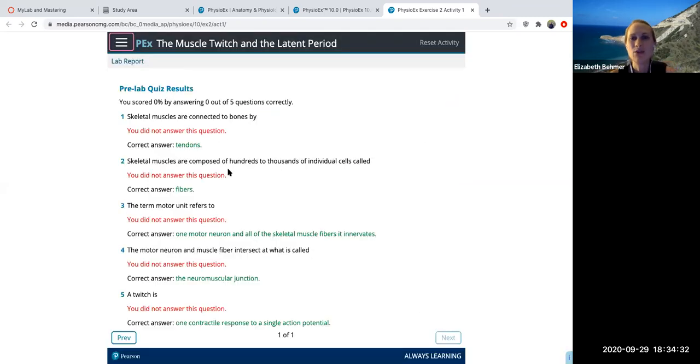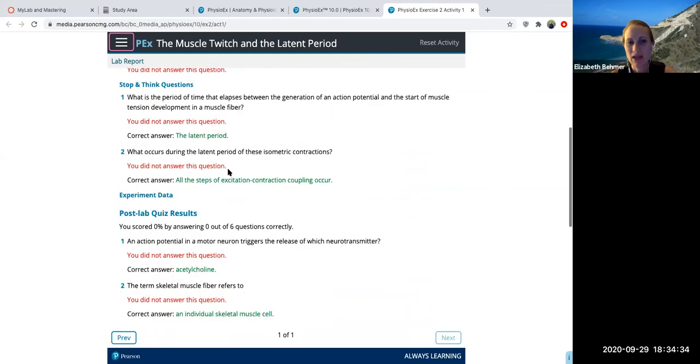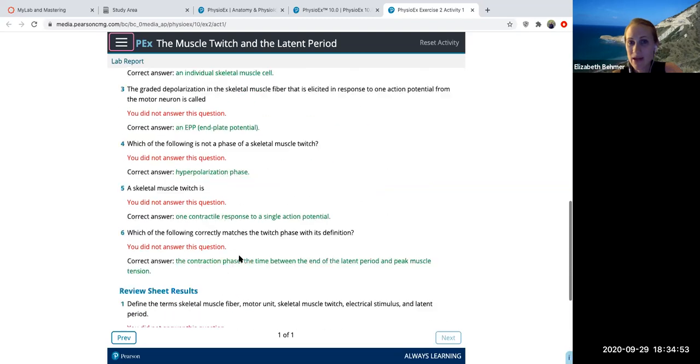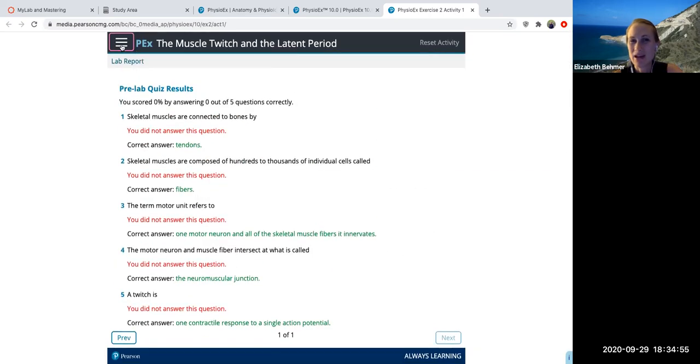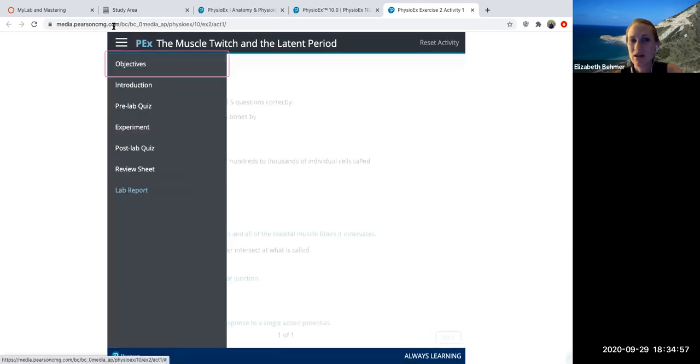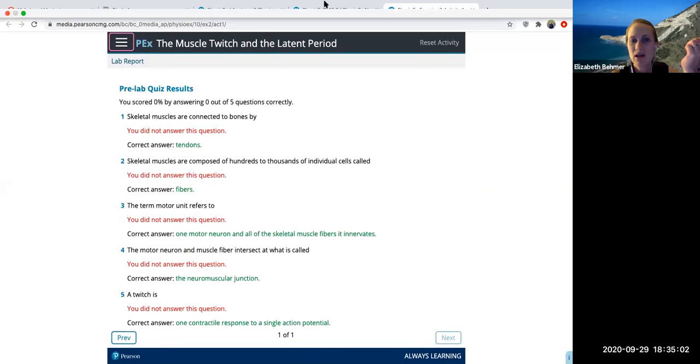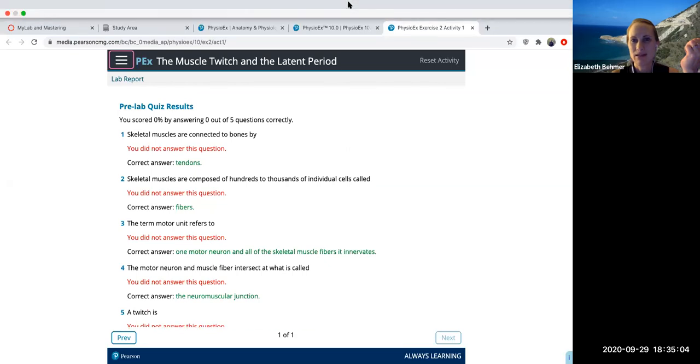And then eventually at the end, you can submit and you get this whole lab report that you're able to save as a PDF. So this is the printable savable version. So you just click that, you can save it as a PDF, and then you can upload that PDF to the submission area in the module for this lab. And you'll have to do that 7 times because there are 7 activities associated with this exercise. Does that make sense?